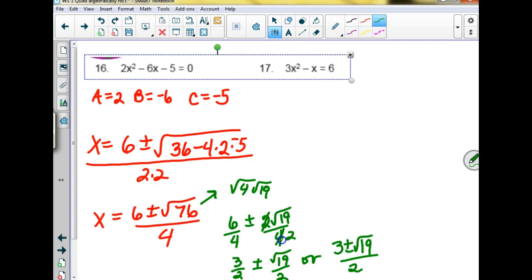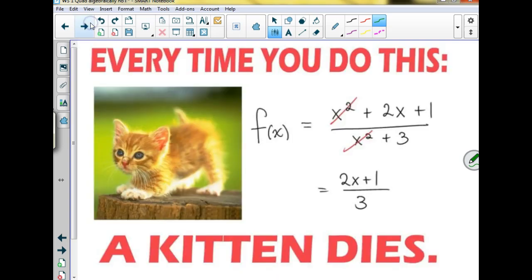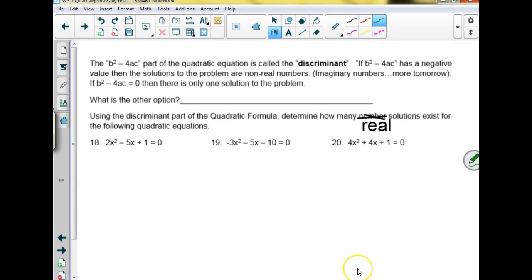All right. Do I have 2 minutes left? Okay. I'm going to come back to 17 if I have time. I want to talk about the discriminant. The discriminant is b squared minus 4ac. It's the part under the radical. It does not include the radical. It's just b squared minus 4ac. So on this question, what's b?